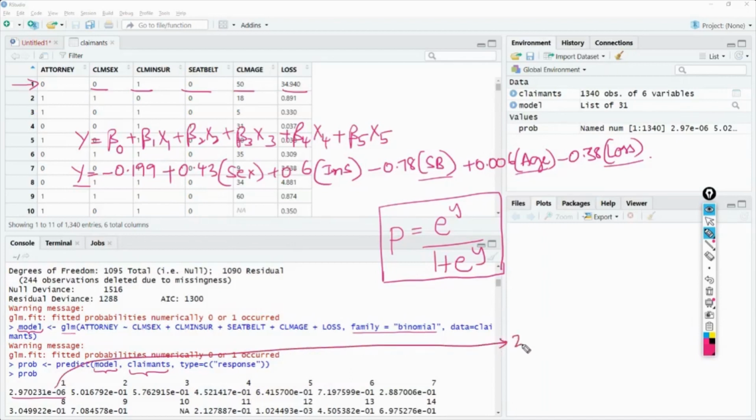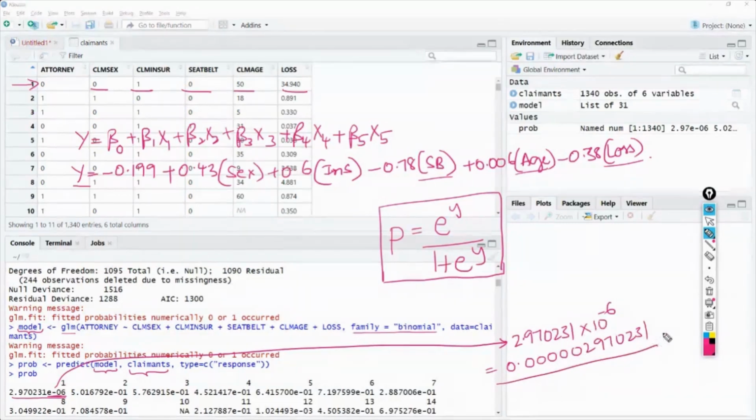Now this number is usually written as 2.970231 E minus 6, that is multiplied by 10 raised to the power minus 6. So you write it as 0.000002970231. Okay, you get that value. That's what it means. It's very lengthy, right? So they compress and give it in this way.